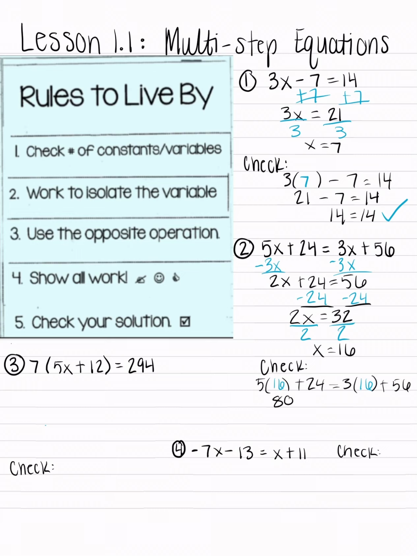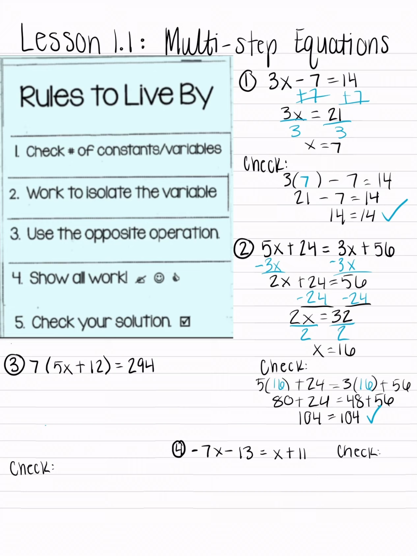Okay, so 80 plus 24 equals 48 plus 56, and 80 plus 24 is 104, and 48 plus 56 is also 104. So 16 is the correct solution for the equation. That means you solved the equation correctly.